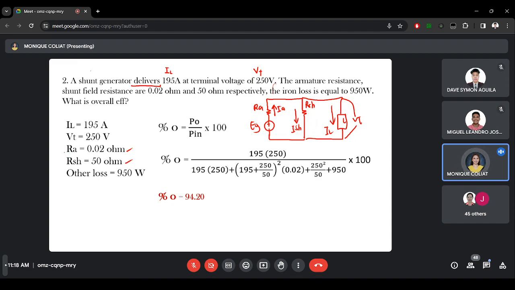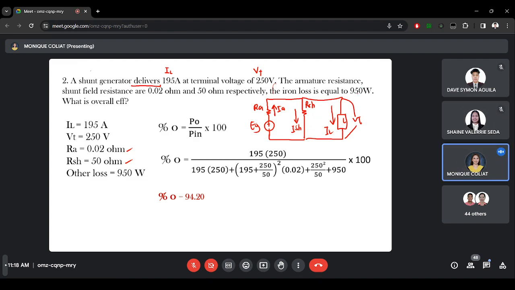So what is the overall efficiency? To get the overall efficiency, we need PO and PN. We can get PO because we have VT and IL. So PO is equal to VT times IL, that is 195 times 250. What is our PO, or output power? It is 48,750 watts. Okay, that is our output power.